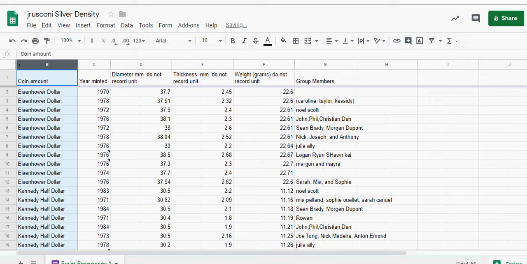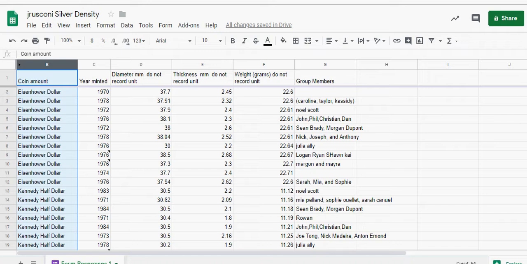Now the reason year minted is important is it tells you what kind of dollar it is. Is it an Eisenhower dollar? Is it a Kennedy half dollar? It is interesting the way this has worked. I think we sorted this by weight, and it turns out the Eisenhower dollar and the Kennedy half dollar are a little bit lighter than the other ones. All right, diameter. Now we need diameter, we need thickness, and we need weight in order to calculate density, and then our group members.